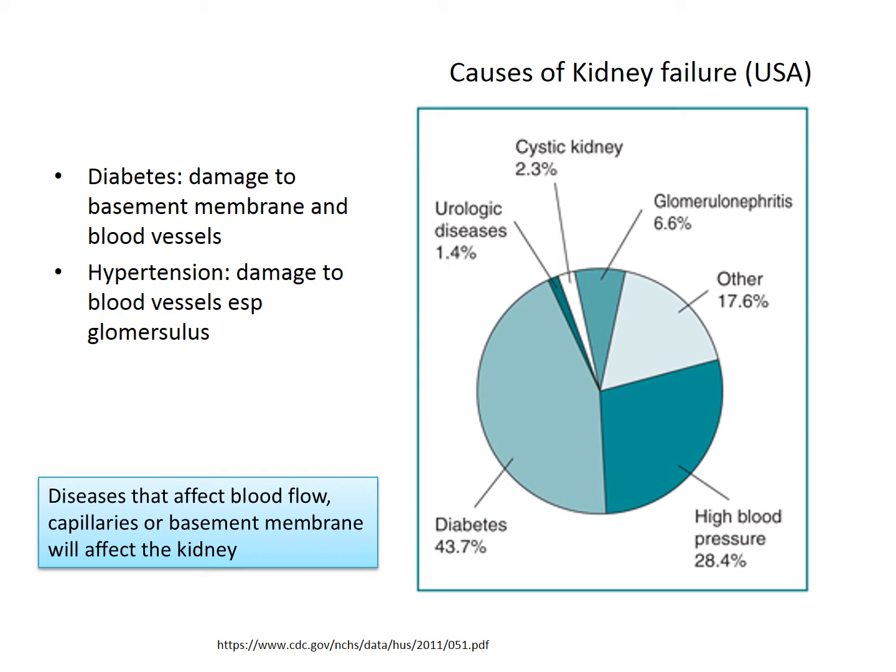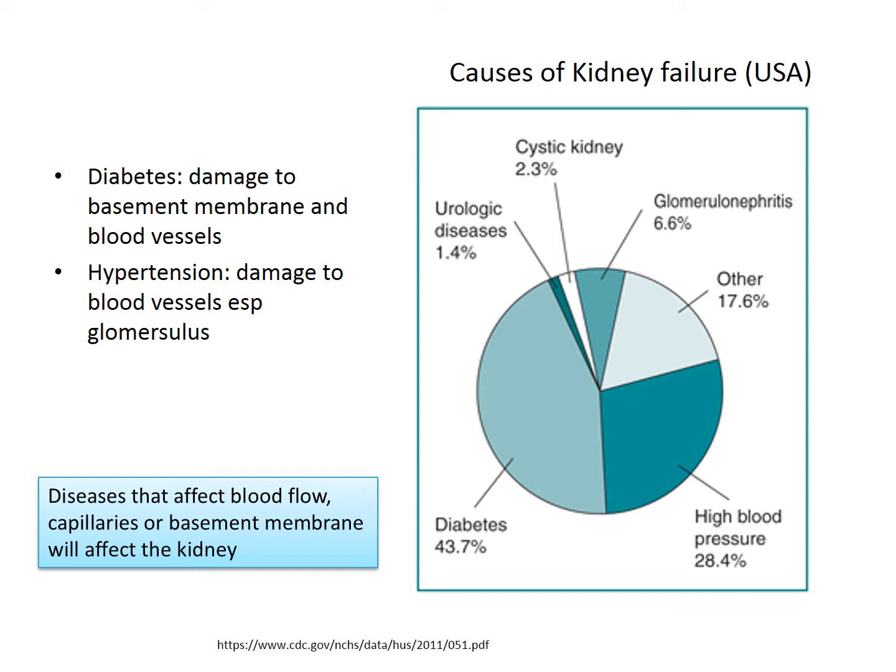Okay, diabetes has a major effect on certainly small blood vessels, and it affects basement membrane. And you remember the kidney's got small blood vessels and basement membrane. That kind of explains the involvement of the kidney in diabetes.